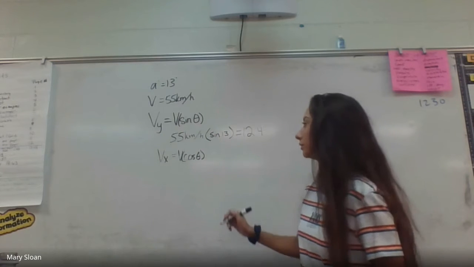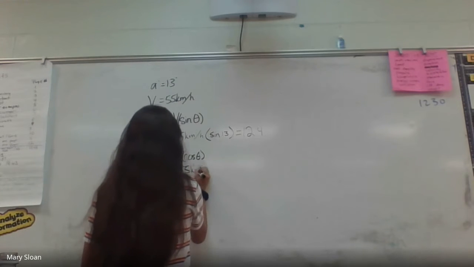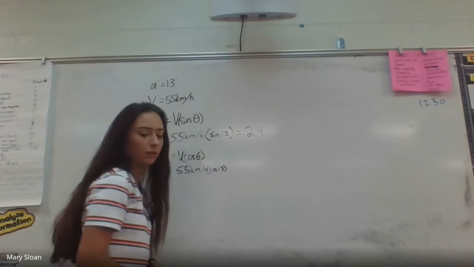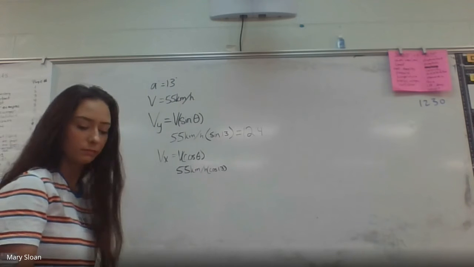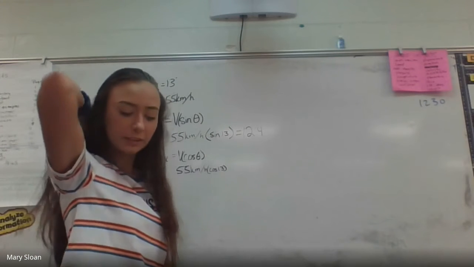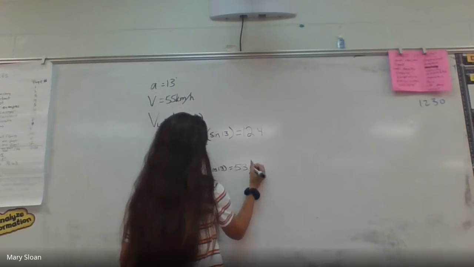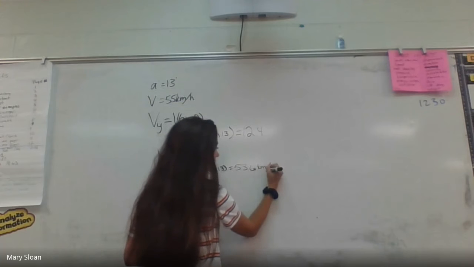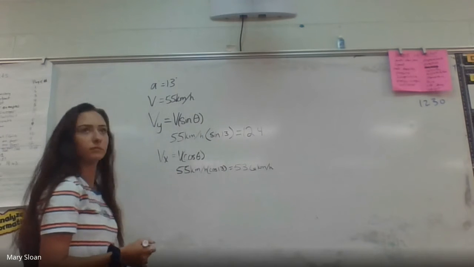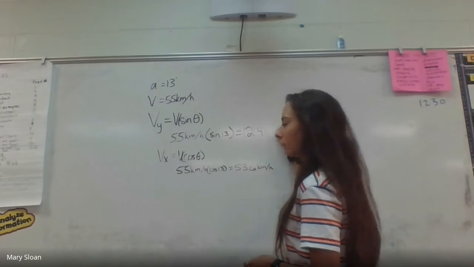And then we're going to plug our numbers in again. So we're going to do 55 kilometers per hour, cosine 13. That's 53.6 kilometers per hour. Now, the y would be going up, so put up beside the 12.4 kilometers per hour.